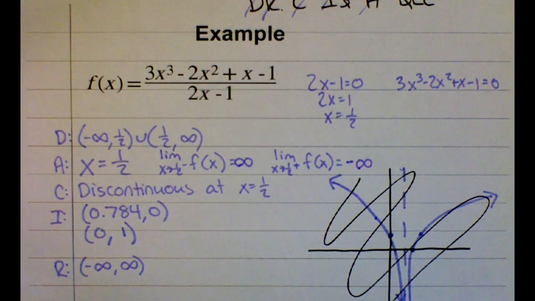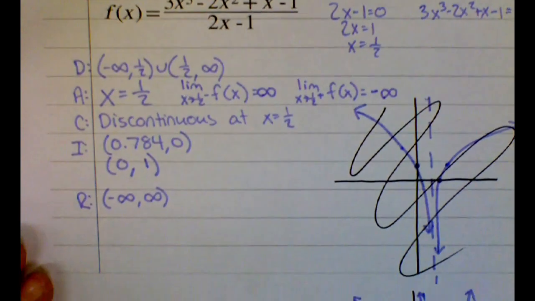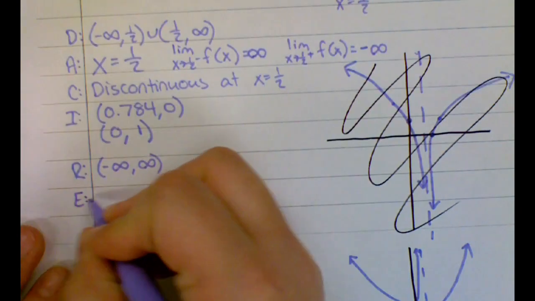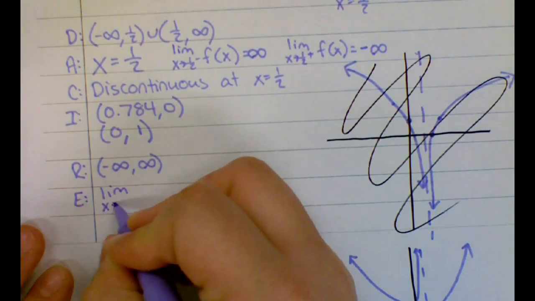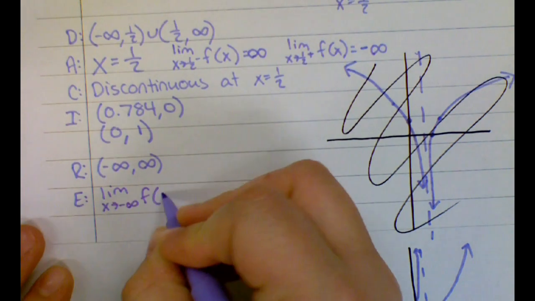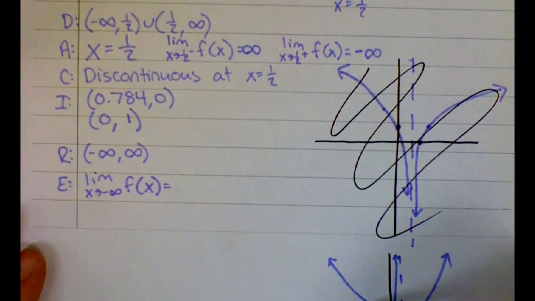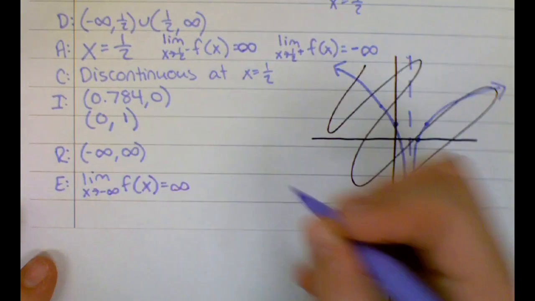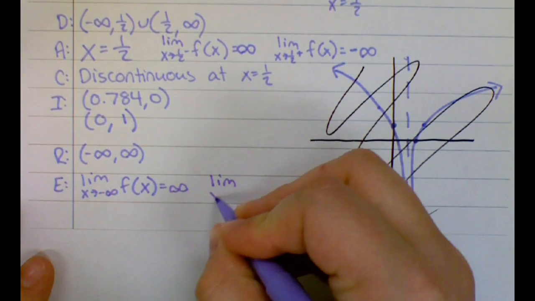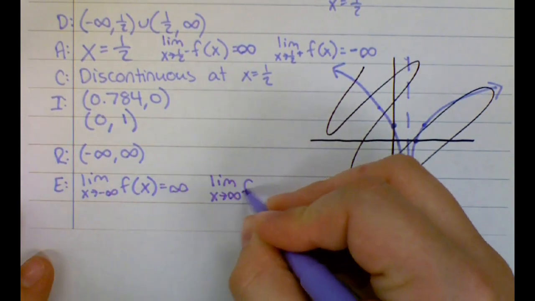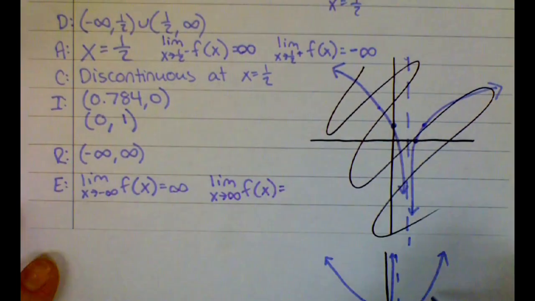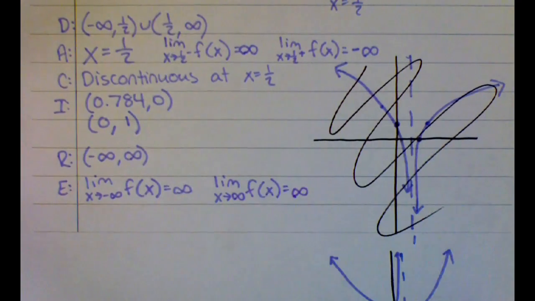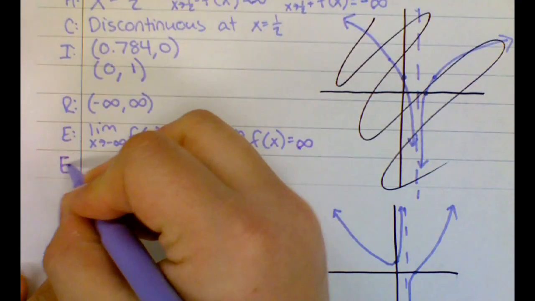All right. End behavior. I like end behavior next. The limit as x approaches negative infinity is, the far left goes up forever, so it's infinity. And the limit as x approaches positive infinity of our function, the far right also goes up. There we go.